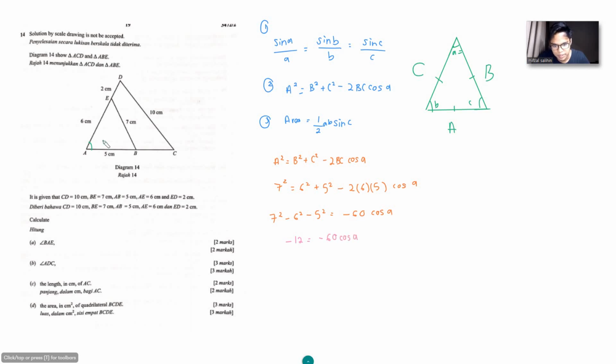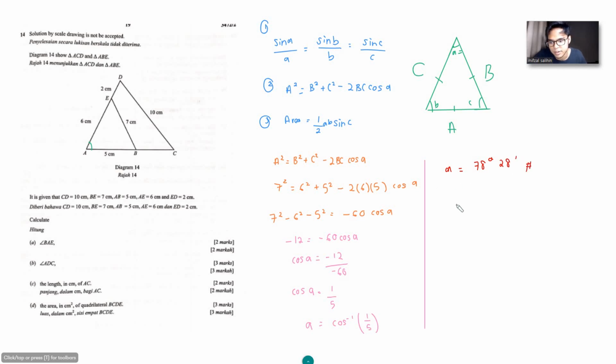Now we are going to make cos A as our subject. So cos A is equivalent to negative 12 divided by negative 60. So cos A is equivalent to 1 over 5. So what we are going to do is cos inverse 1 over 5. So A is equivalent to cos inverse 1 over 5. So our A is equivalent to 78 degrees and 28 minutes.